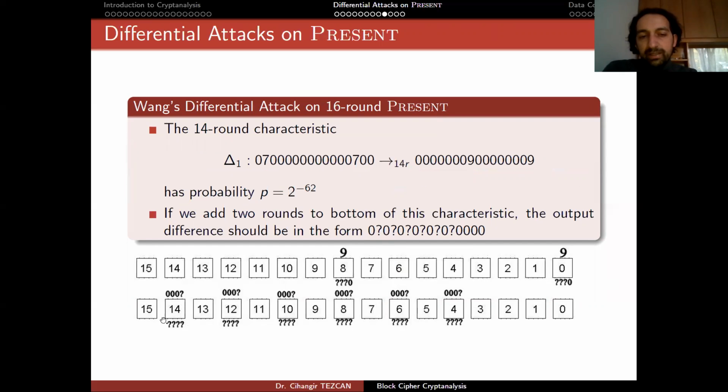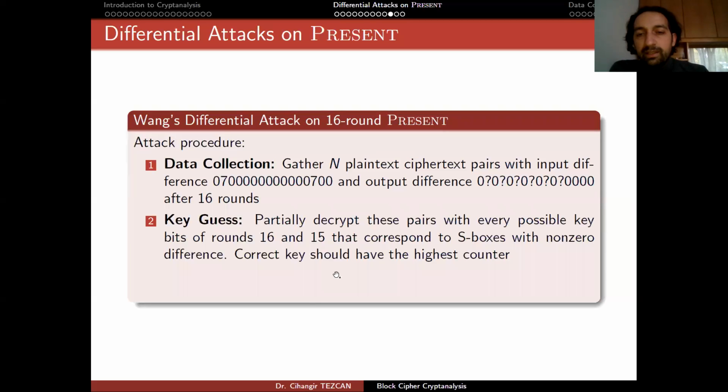Since we don't have to guess every round key bit, because we don't need the values here, this exhaustive search is something manageable. It is not 2 to the 8 or 128, but it should be something less. It depends on how many S boxes times 4 that you need to guess the key. So you perform this attack and increment the counters.